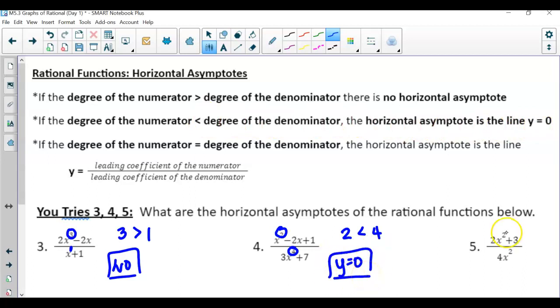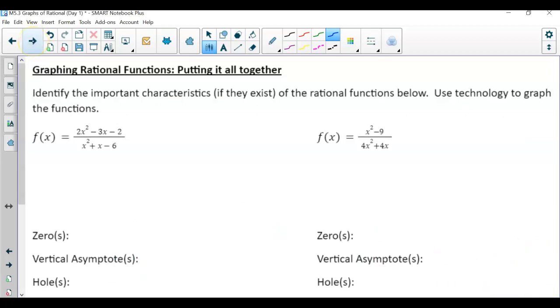Then the last one, they are both at 2. So when they are equal to each other, you have to set up the fraction with the leading coefficient. So here I have 2 over 4, which simplified, so y is equal to 1/2. So now we're putting everything together.